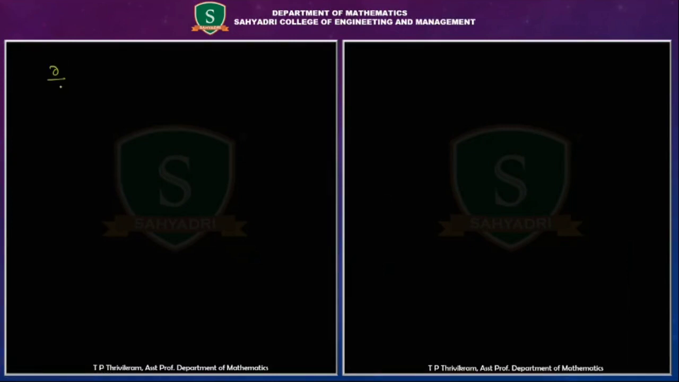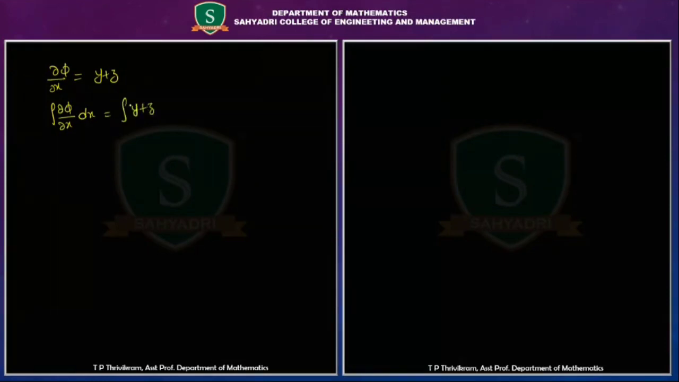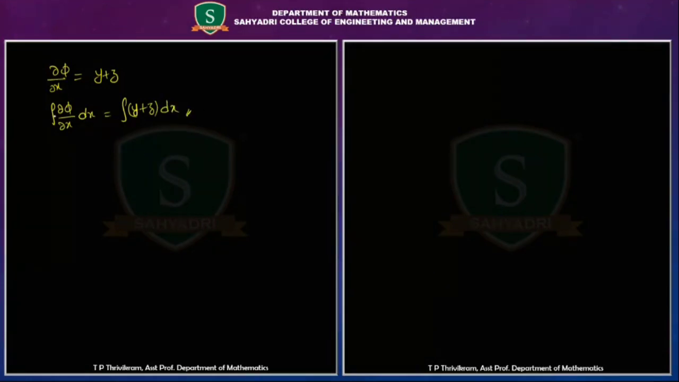So what we have is dou by dou x of phi is equal to y plus z, the first one, right? Okay, if you integrate on both sides, dou phi by dou x into dx equals integration of y plus z into dx. Now you are integrating a partial derivative with respect to x. Integration with respect to x you are doing. So this will be phi.